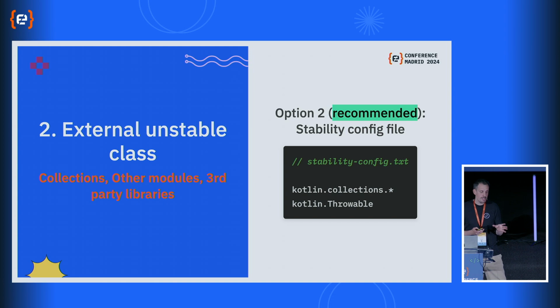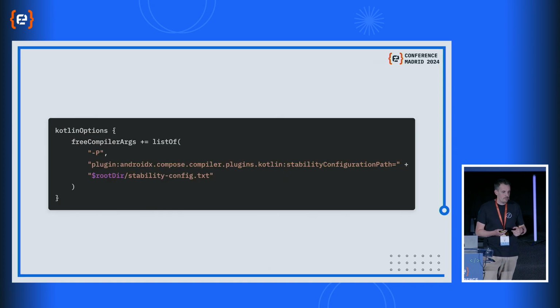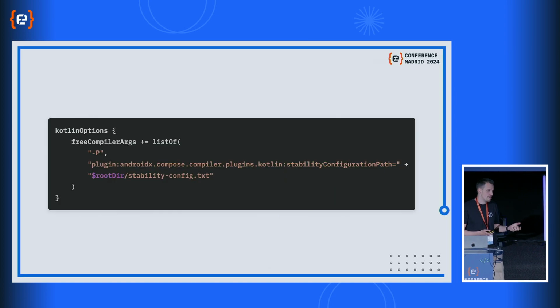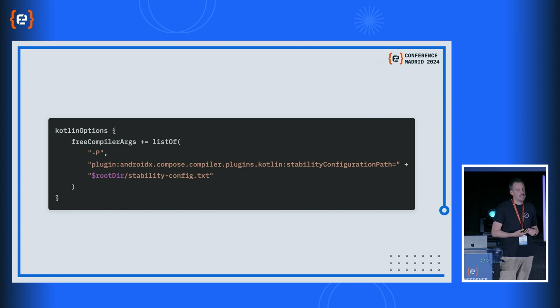To configure this stability file, apart from creating the txt where we want, normally maybe the root of the module, we need to also add another compiler argument to specify where this stability config file is held. And with this, all the classes that we define here will be considered stable from this point.